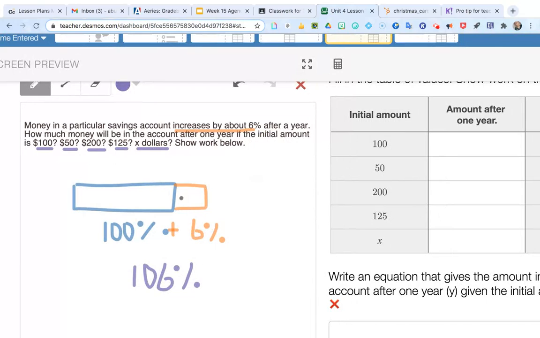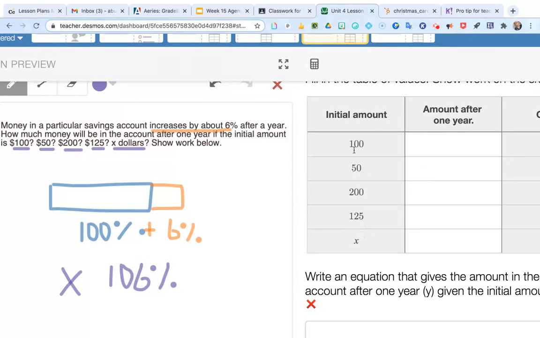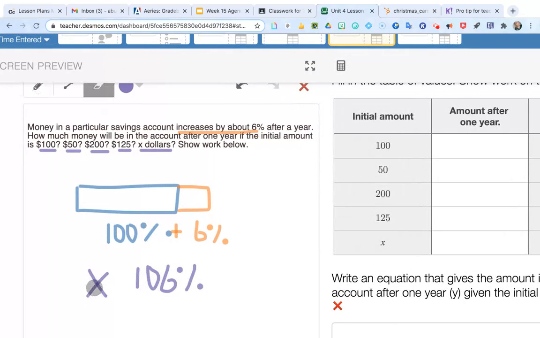And percents and are proportional. So if you guys remember, if this was X and this was Y, how do I go from one to the other? I multiply. So this should look very similar to proportions. So X to Y, I'm going to multiply to go across. So I want to multiply percents when I can. So 100, I want 106% of 100.